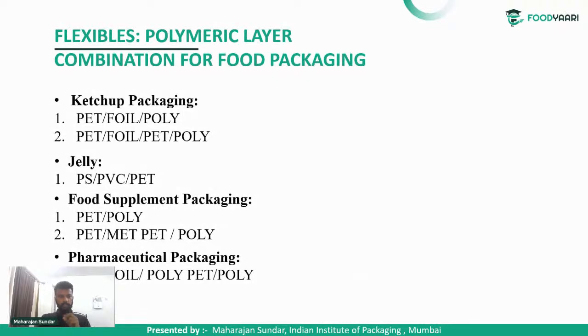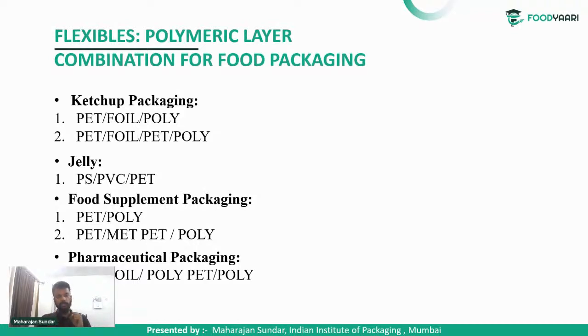For ketchup packaging, it is just PET, aluminum foil, poly. I am reading in the reverse order. Poly will give good printing. Foil, aluminum foil, AL or foil means the same. Aluminum foil gives great barrier properties. PET gives the sealing property.